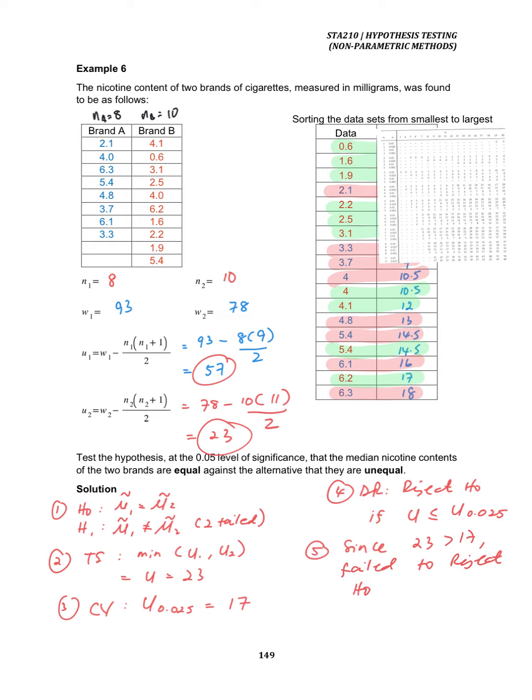So the median nicotine content between population 1 and population 2 is equal, since we fail to reject the null hypothesis. Ataupun dalam bentuk ayat, awak boleh ambil ayat yang ni: median nicotine content of the two brands are equal. Dia punya conclusion, ayat conclusion.